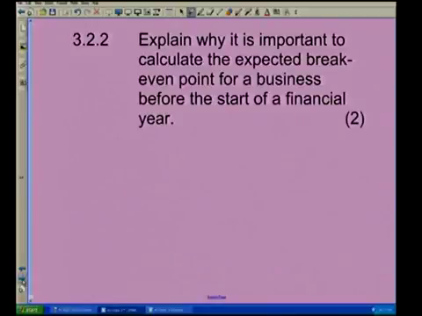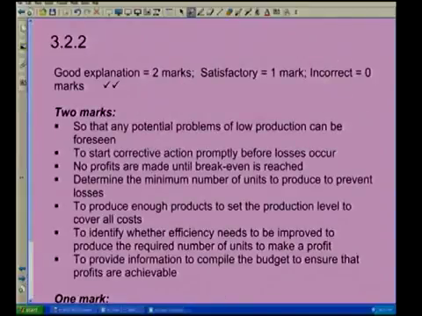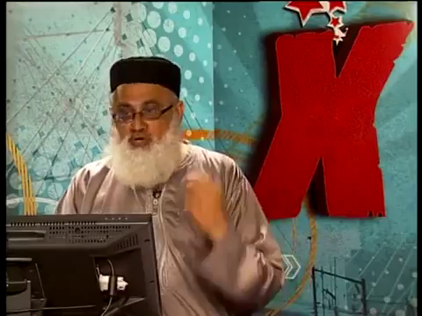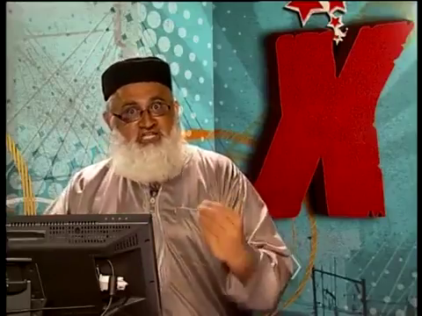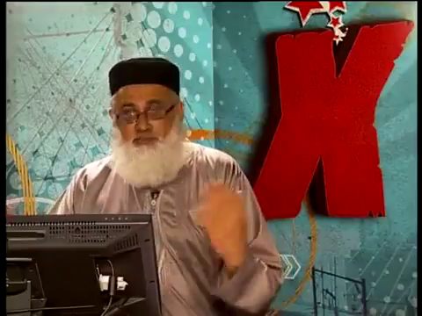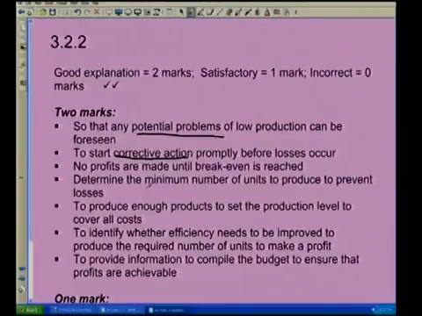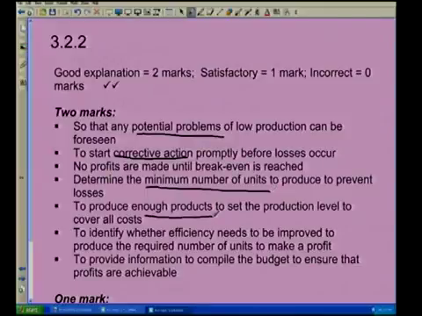Okay, next one. The question said, explain why it is important to calculate the break-even point. Obviously, why would you want to do that? So that you can identify potential problems. You can see it well in advance. You can start corrective action. If you remember, the break-even point states that at that point, no profits are made. So obviously, you've set out to manufacture vuvuzelas to make a profit, to determine the minimum number of units.